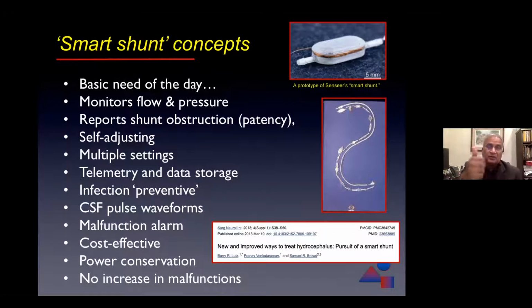A shunt that will monitor pressure and tell us about flow. It'll tell us about obstruction, self-adjusting maybe, waveforms. These are all things we would love to have in a shunt that doesn't give us more hardware to deal with, but hopefully it'll work. It's a dream of the future. And the Hydrocephalus Association gave $250,000 to develop this. Sansia's smart shunt device is still being developed.